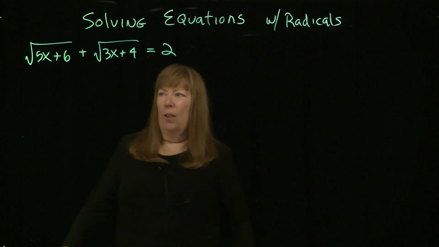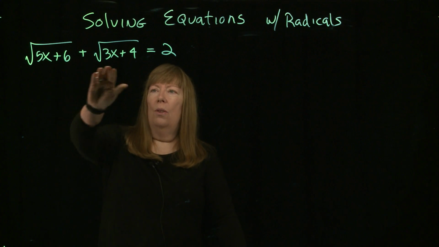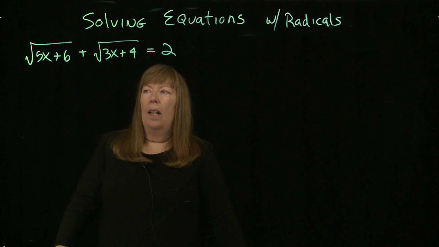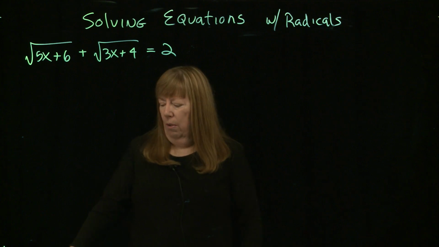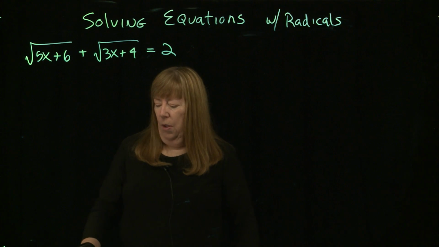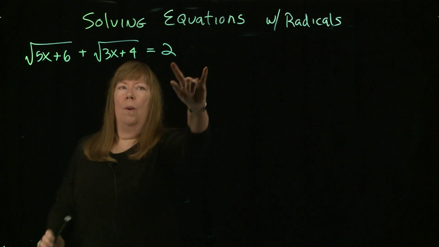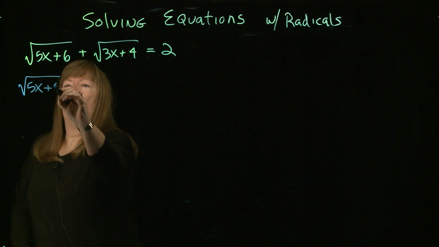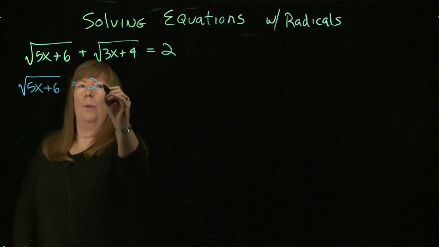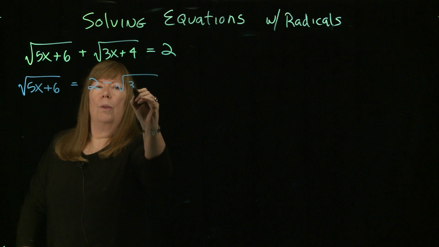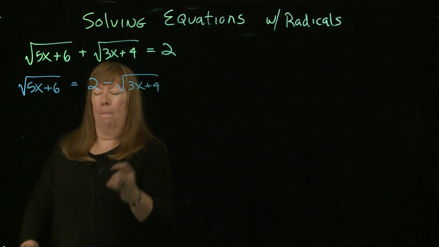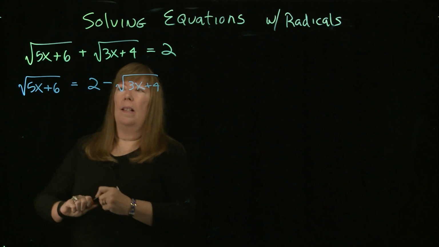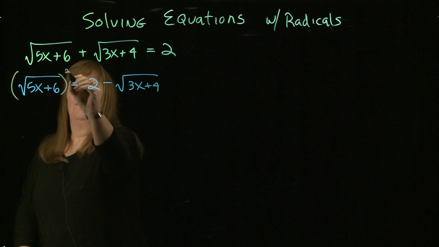Now we're going to solve a radical equation that has two radicals on the same side of the equal sign. Remember that you have to isolate one of the radicals in order to use the technique we've been using. So our first step is going to be to take this one and move it to the other side. And we'll have the square root of 5x plus 6 equals 2 minus the square root of 3x plus 4. Okay, now that this one is isolated, we're ready to square both sides.